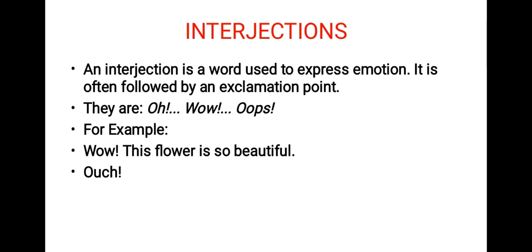Interjection. An interjection is a word used to express emotion. It is often followed by an exclamation point. These are mostly exclamatory words. They are oh, wow, oops, alas, hooray. These are interjections. They show a kind of emotion or a strong feeling.